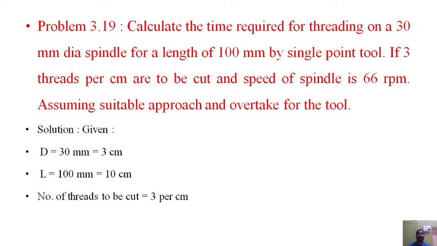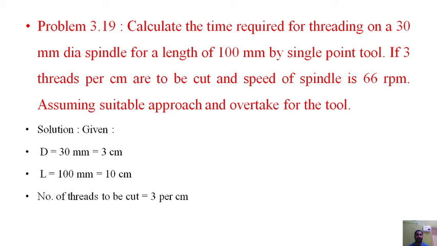Next, calculate the time required for threading on a 30 mm diameter spindle for a length of 100 mm by using a single point tool, if 3 threads per centimeter are to be cut, and the speed of the spindle is 66 rpm, assuming suitable approach and overrun for the tool. So we have to calculate the time required for threading. The diameter of the thread is 30 mm, for a length of 100 mm. So the length is 100 mm, that is 10 centimeter, by using a single point tool.